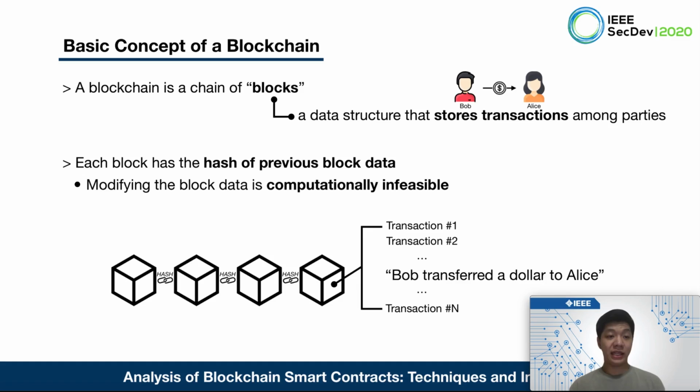Blockchain, as the name indicates, is basically a chain of so-called blocks. A block is a data structure that stores transaction information such as Bob transferred $1 to Alice. The blocks are chained sequentially, and each block has the hash value of previous block data. This mechanism ensures that blockchain data is immutable, as modifying a part of block data requires updates in all consequent blocks, which is computationally infeasible. We'll see more details in the next slides.